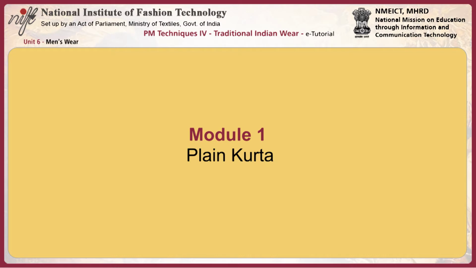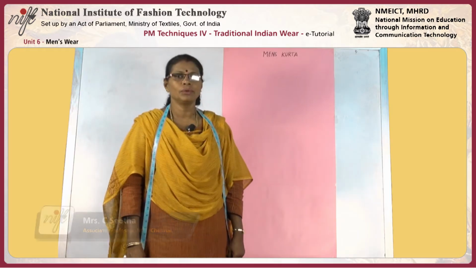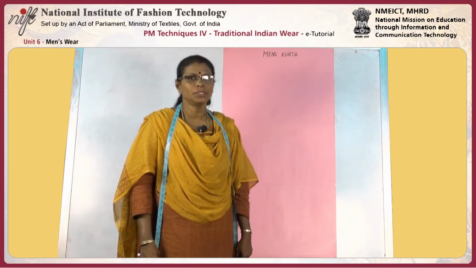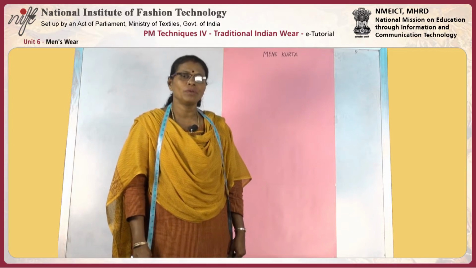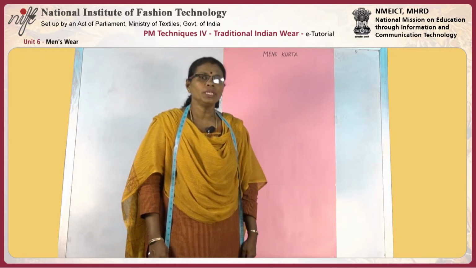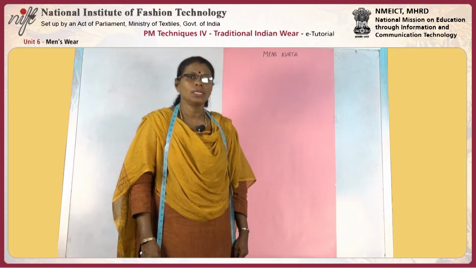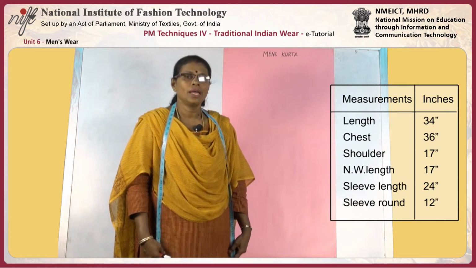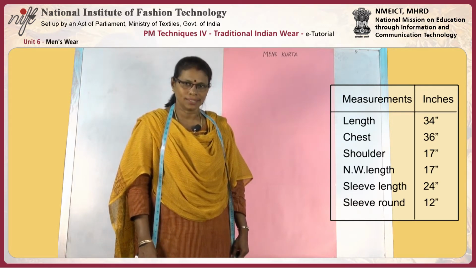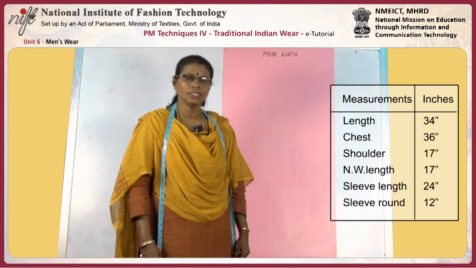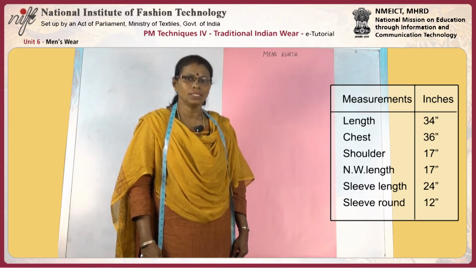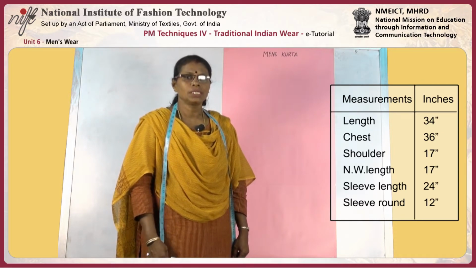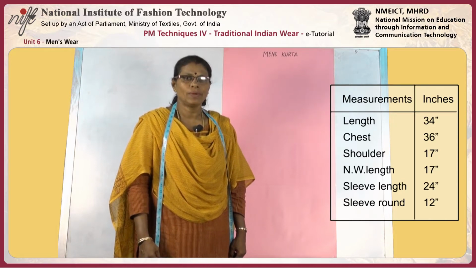This lesson is menswear kurta. We are going to learn about the kurta with the seam allowance. Being a loose garment, we are going to make the draft along with the seam allowance. And also we need the menswear measurements: length 34 inches, chest round 36 inches, shoulder 17 inches, natural waist length 17 inches, sleeve length 24 inches, sleeve round 12 inches.